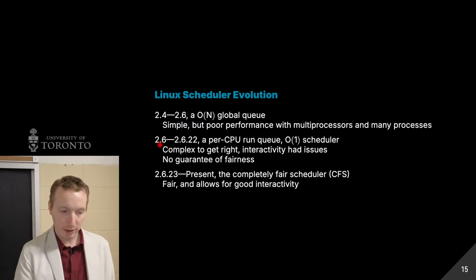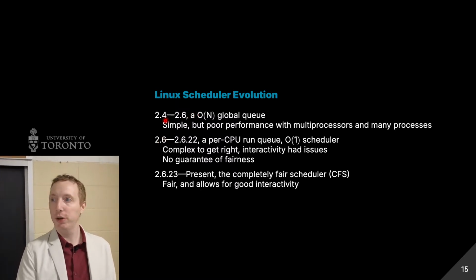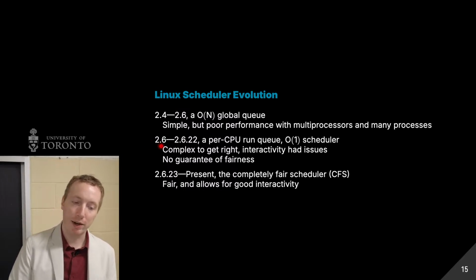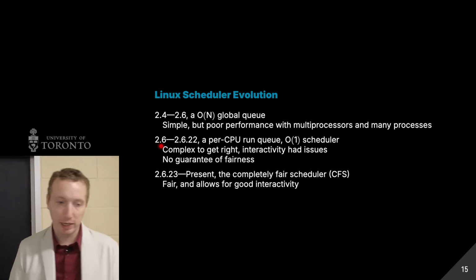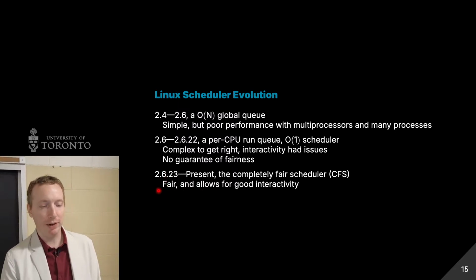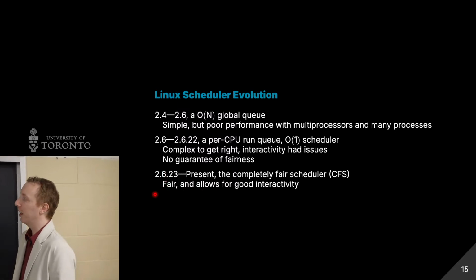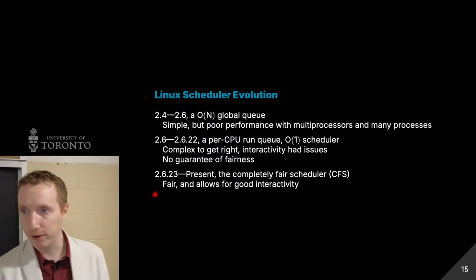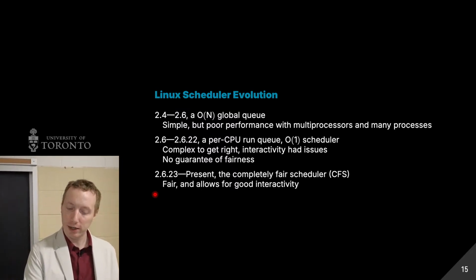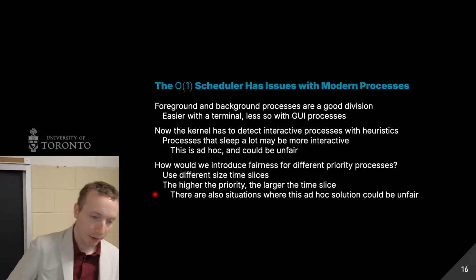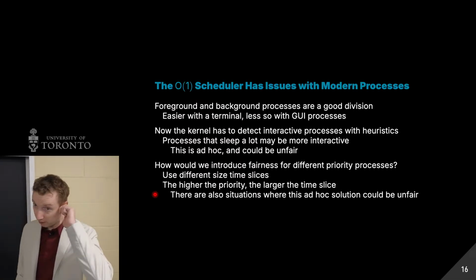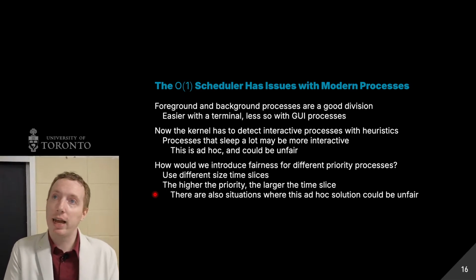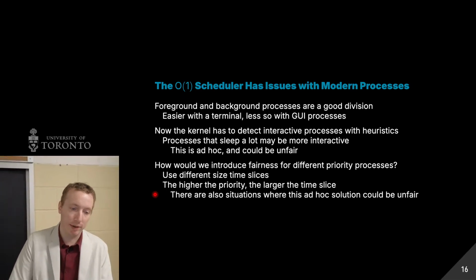Where we are right now, we have that global queue. We started at 2.4. At 2.6, we got that O(1) per-CPU scheduler. And now, since quite a long time ago, the Linux kernel uses something called the Completely Fair Scheduler. So it's fair and allows for good interactivity. We moved to that because that O(1) scheduler especially has problems with modern processors.